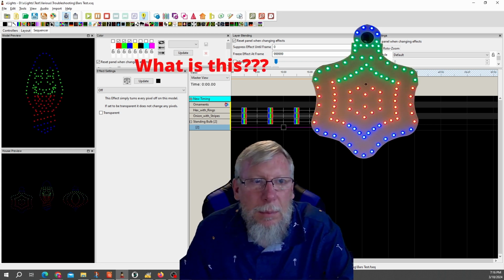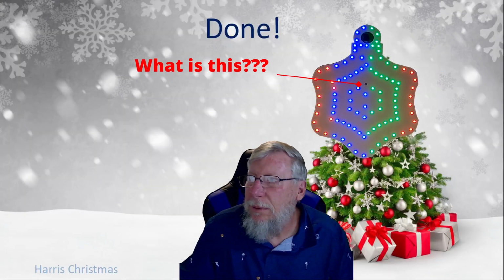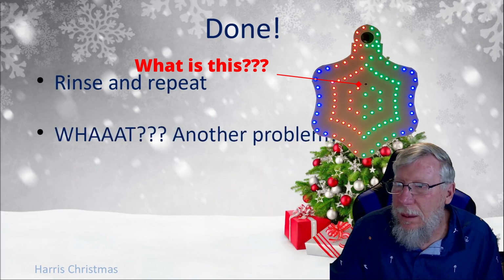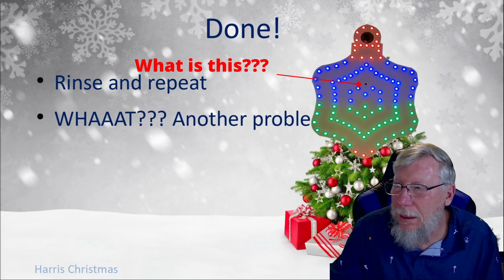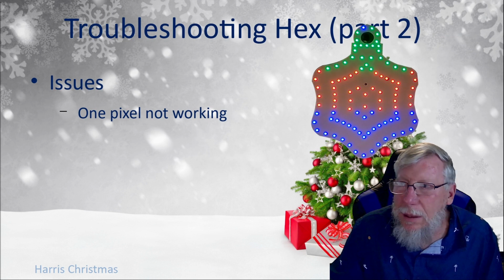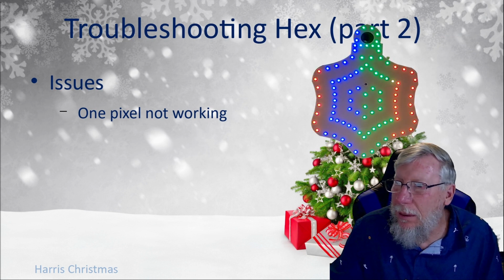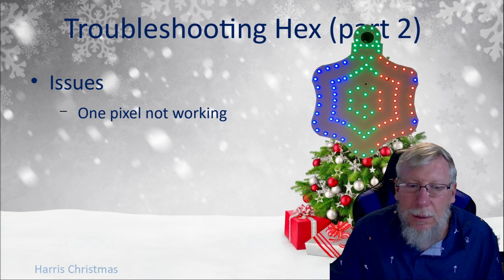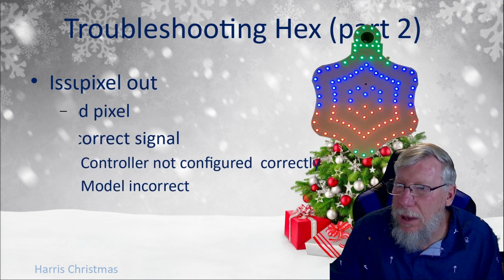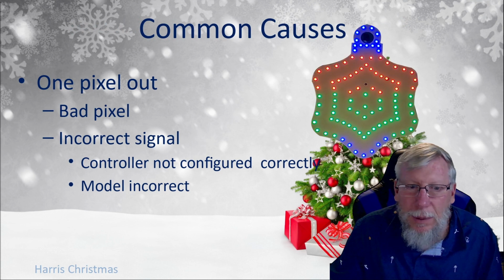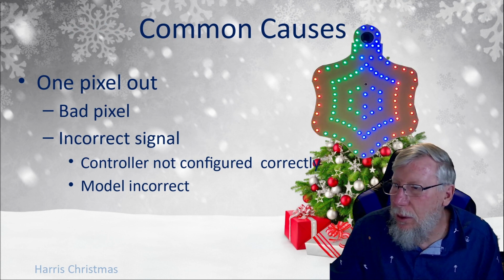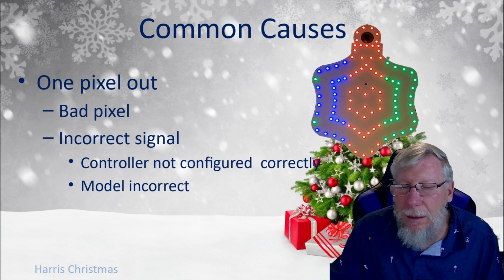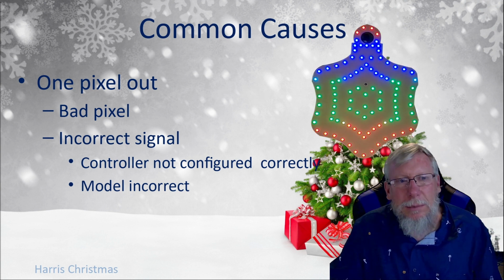And got the pattern playing, and we're done, right? What? The other problem? We got one pixel out, up on that top corner. I didn't notice that before. Okay, so what are the common causes? A bad pixel, incorrect signal, controller not configured correctly, model incorrect. Let's go change that pixel.